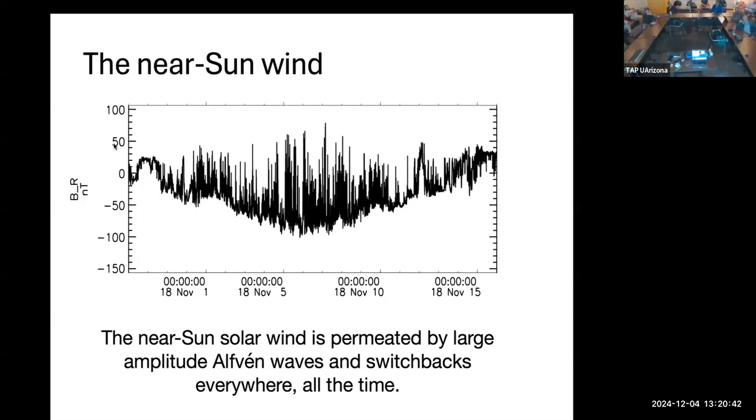So you have the magnetic field pointing one way, and then what happens during the spikes is that it flips back before going back to its original position. And because the sign changes of the magnetic field, the biggest spikes here are called switchbacks. So what Parker Solar Probe is telling us is that the near-sun solar wind is permeated everywhere all the time by these gigantic Alfvénic fluctuations. And these Alfvénic fluctuations, including switchbacks, are the turbulence of the solar wind.